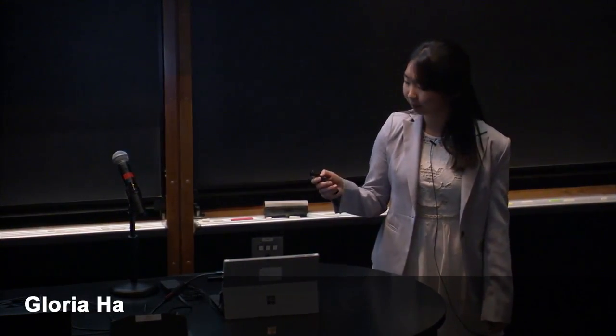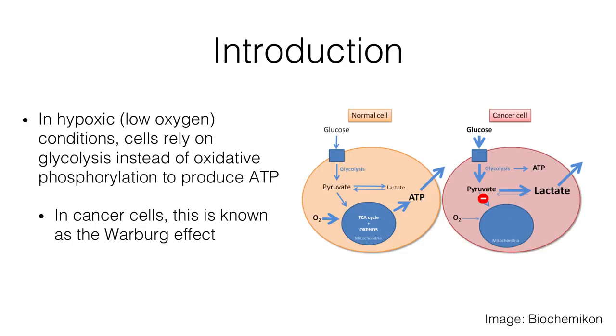Hi, my name is Gloria Ha, and today I'll tell you about the work I did this summer in the Kim lab at Johns Hopkins. To begin, we know that in normal oxygen or normoxic conditions, cells undergo aerobic respiration in order to produce energy. Through aerobic respiration, for every 1 molecule of glucose, you get around 30 ATPs. On the other hand, in low oxygen or hypoxia conditions, cells must rely on glycolysis rather than aerobic respiration, and this only produces about 2 ATP per glucose molecule, so it's much less efficient.